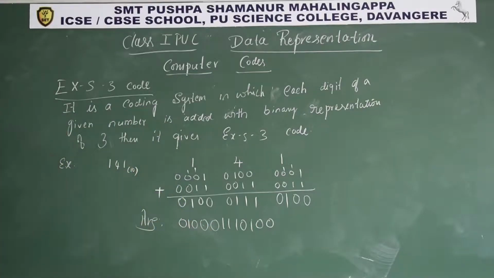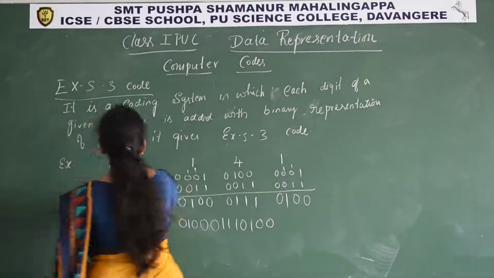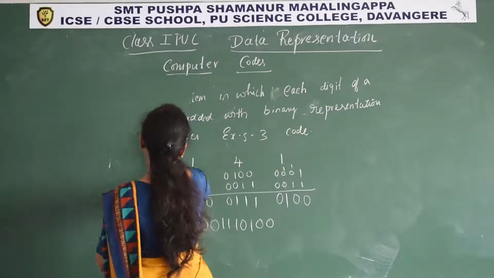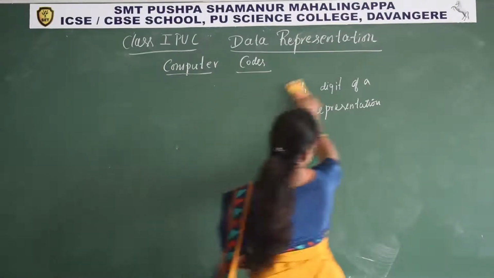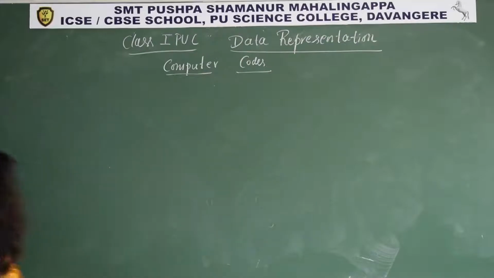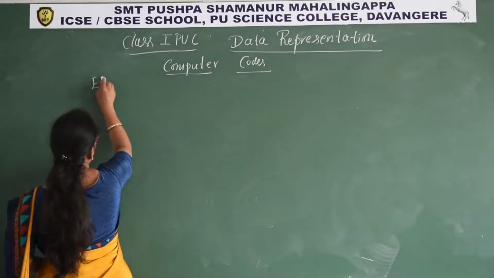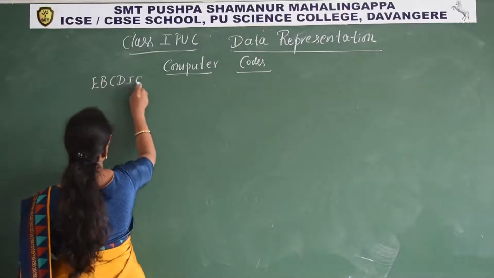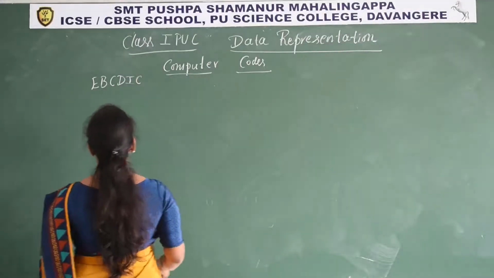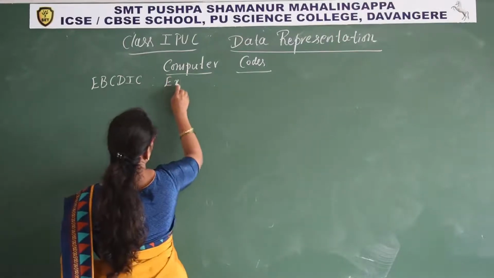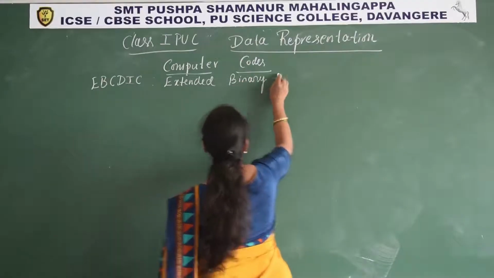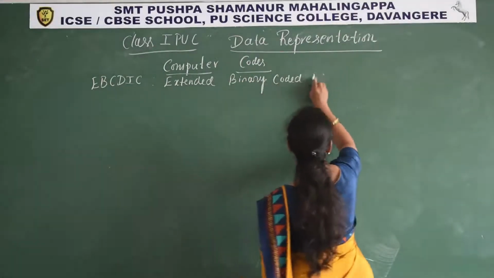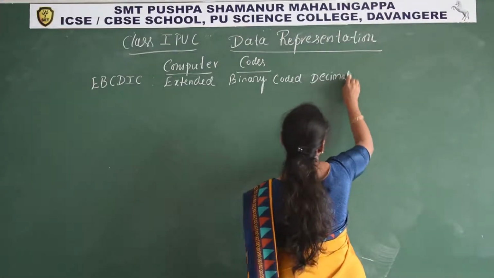Next coding system. EBCDIC code, Extended Binary Coded Decimal Interchange.